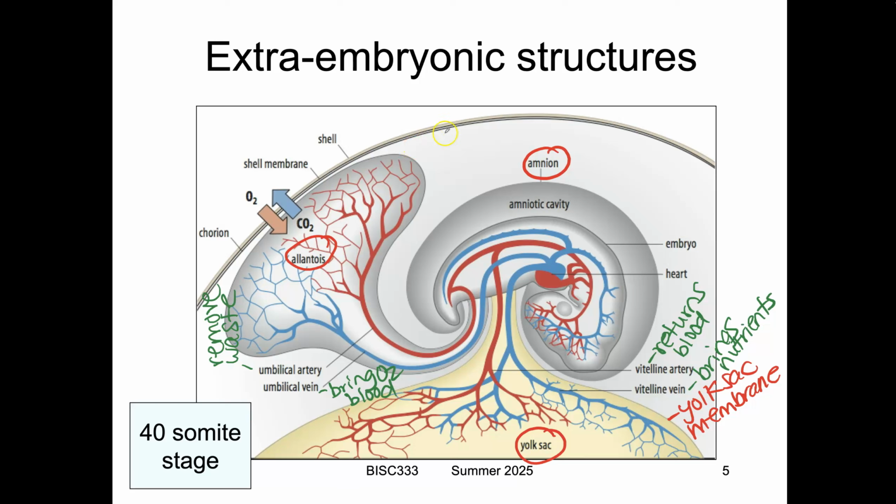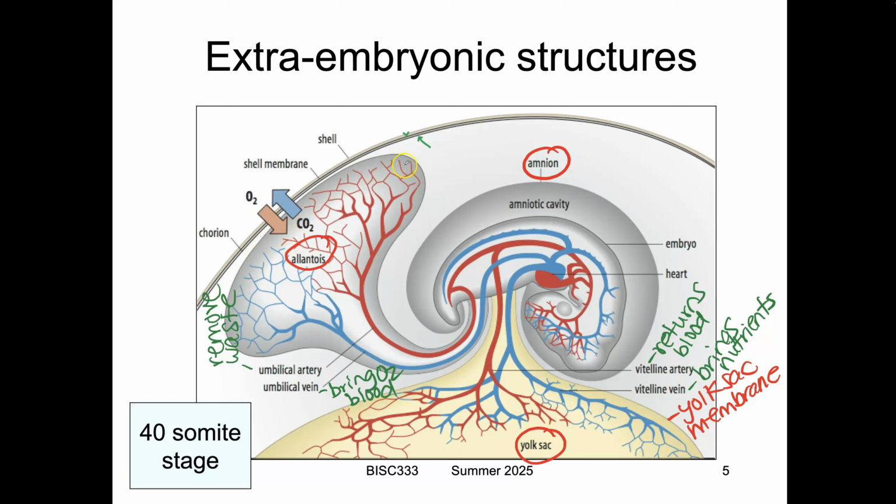But there's additional structure. So there's a chorion. The chorion is a little thin membrane that just lines the shell. So the shell is porous, and that allows oxygen and carbon dioxide to move across. But you want it to be kind of waterproof. You don't want water to be able to move out because you don't want to dehydrate the embryo.